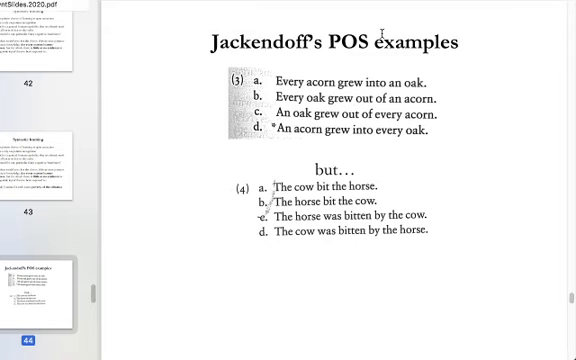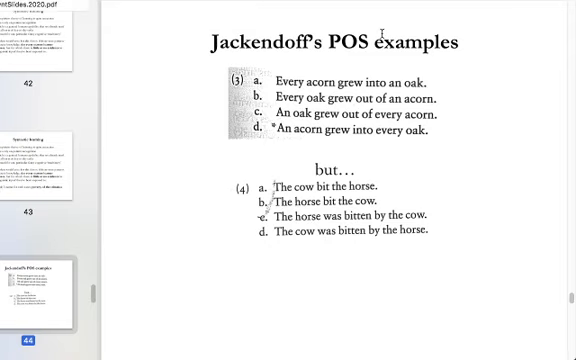Similarly, in 3b here, every oak grew out of an acorn. If I were going to paraphrase that, I would say, for every oak, there exists some acorn such that that oak grew out of that acorn. And we wouldn't get the inverse scope here. So these make sense so far. If we think that the universal quantifier every is in subject position of these sentences, it's going to be higher in the syntactic tree, and so the scope that it takes is also going to be higher if we use the syntax to understand the meaning of sentences, which we probably do.